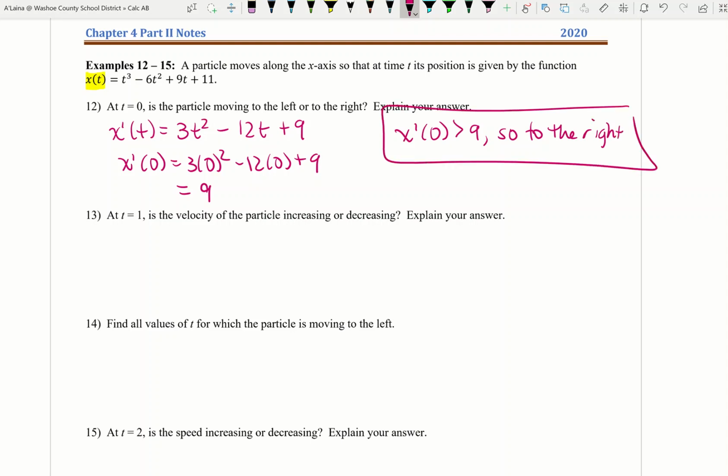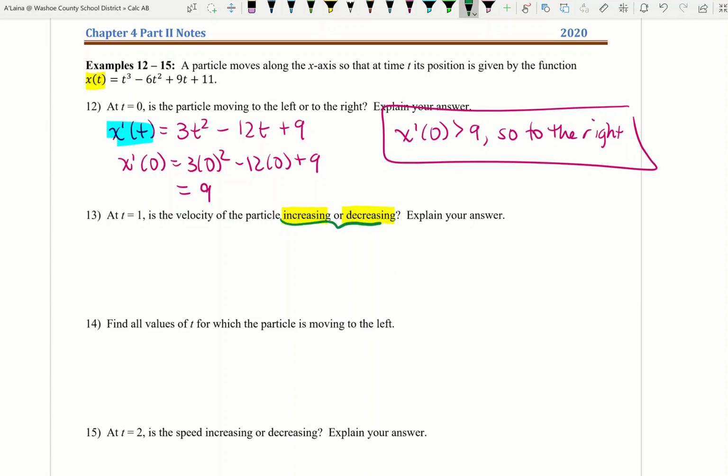At x equals 1, is the velocity increasing or decreasing? All right, this one people really struggle with. The common mistake is they take a velocity function like we just did here, and they evaluate it at 1, and they use the sign of that answer to answer this question. They're missing the importance of the words increasing or decreasing. It didn't say, is the velocity positive or negative? It said, is the velocity increasing or decreasing?